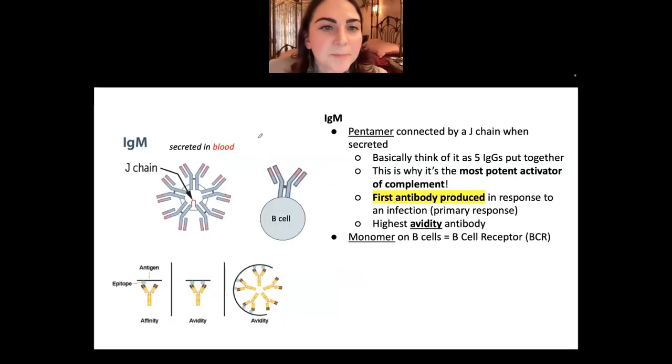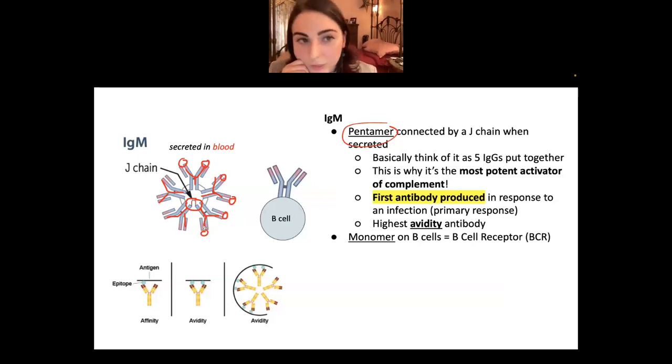Okay, so IgM is a pentamer. It means it's made up of 5 IgM monomers. That's what a pentamer is. I'm drawing all the 5 IgMs. And then there's what's known as a J chain, which allows all of these to come together and become a pentamer. The fact that it's a pentamer is why it's the most potent activator of complement. Remember, complement activation depends on antigen-antibody complexes. Now we can have 5 complexes for the price of 1, so it's really, really good at fixing complement.